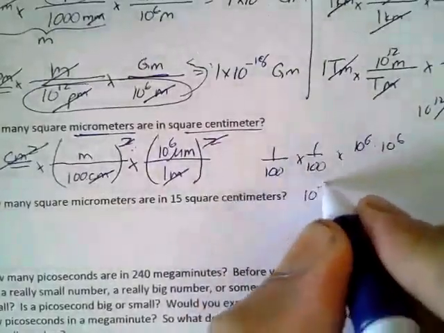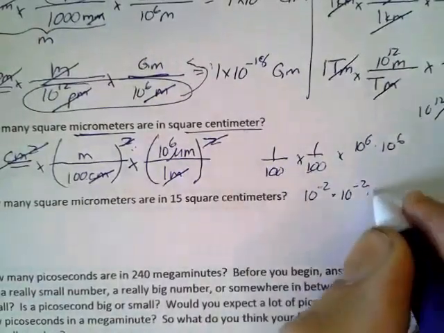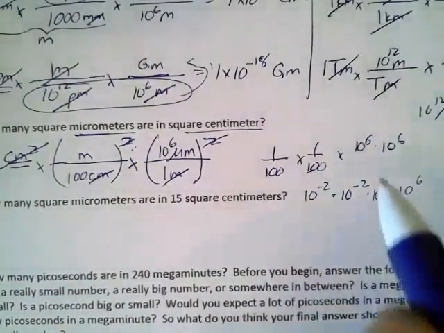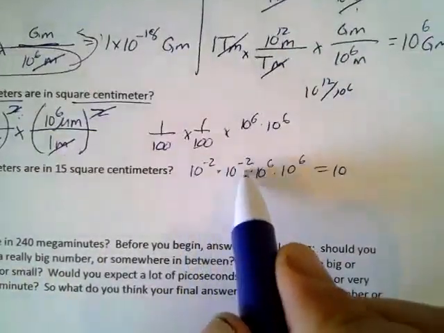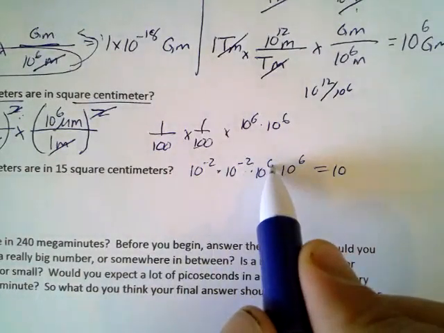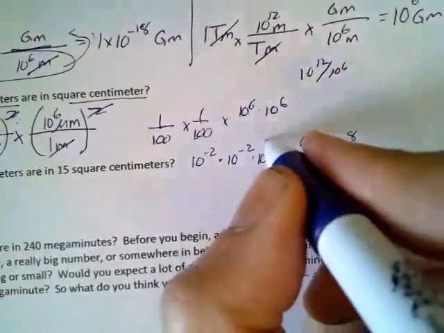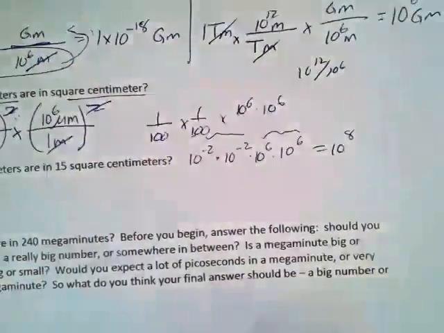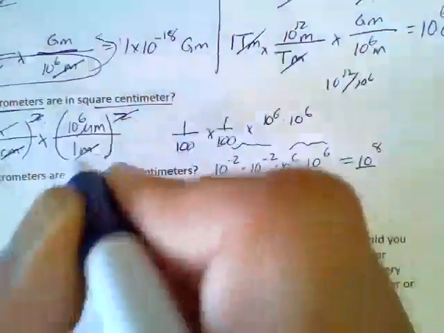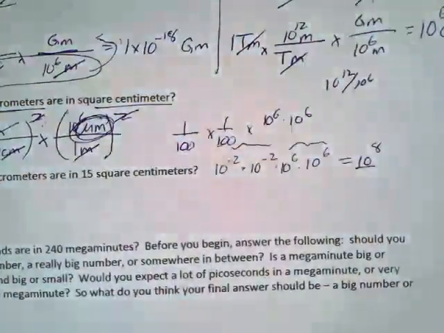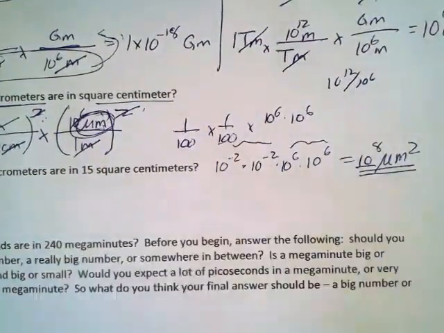1 over 100 is 10 to the minus 2. This is 10 to the minus 2 times 10 to the minus 2 times 10 to the 6th times 10 to the 6th. When we multiply all this, exponents add together. So we'd have minus 2 plus minus 2 is minus 4. Plus 6 is a positive 2. Plus another 6 is a positive 8. Or another way to look at it is 12 minus 4. So we'd have an exponent of 10 to the 8th. And in terms of units, meters squared would cancel the meter squared, and the only unit standing is microns squared. So we'd have 10 to the 8th microns squared.